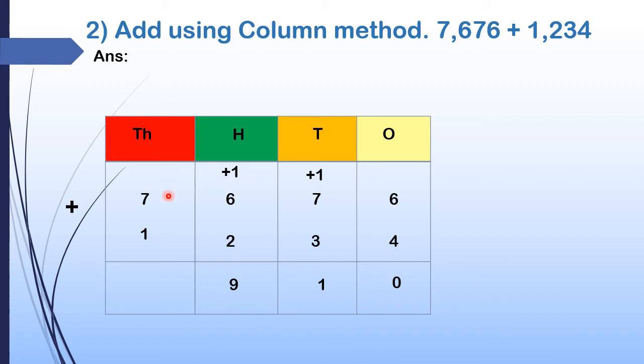Now we have to add thousands column. What is 7 plus 1? 8. So the answer is 8910. So 7676 plus 1234 is equal to 8910.